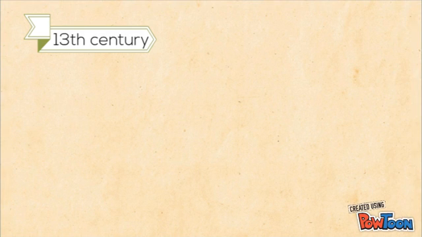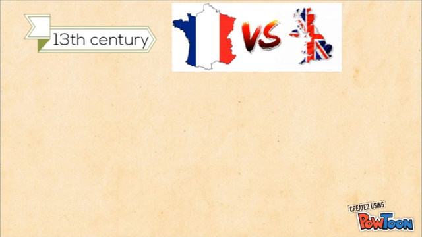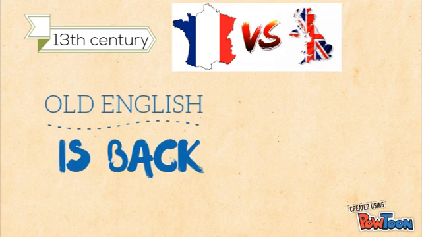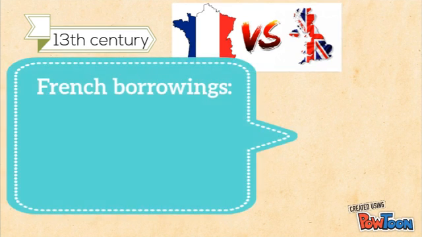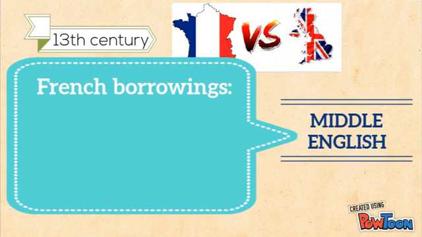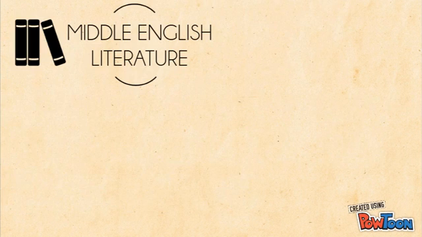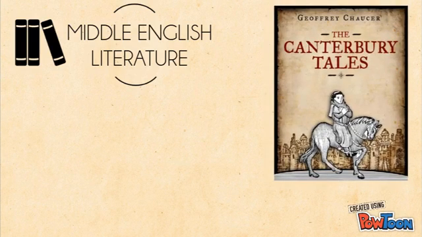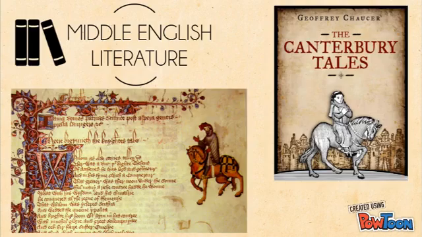Around the 13th century, England and France broke their relationship. Old English came back, but with many French words incorporated. This new language is referred to as Middle English. Some of the French words incorporated are crown, castle, parliament, army. The most famous example of Middle English is the Canterbury Tales, which describes the life in England in the 14th century.